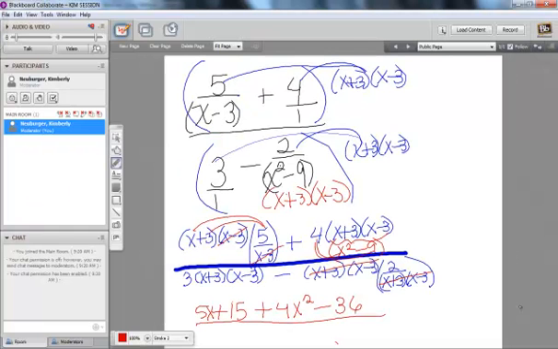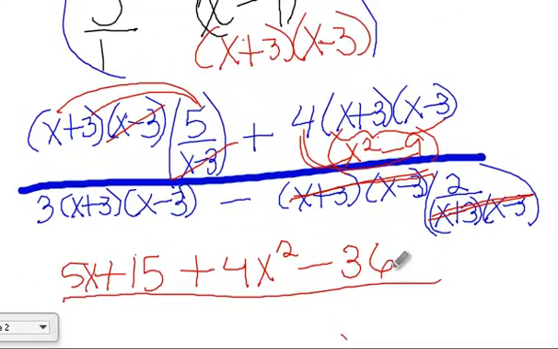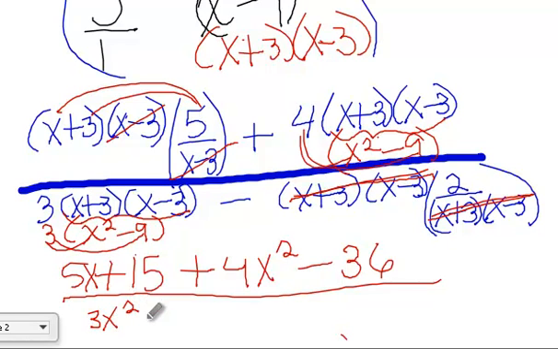Now in your denominator, these cancel here, leaving you with the 2. So in the denominator, if we multiply these, notice that we're getting x squared minus 9. And then we can distribute this 3 to get a 3x squared minus 27. And then we have our subtraction here of this 2 that's left in the second part.